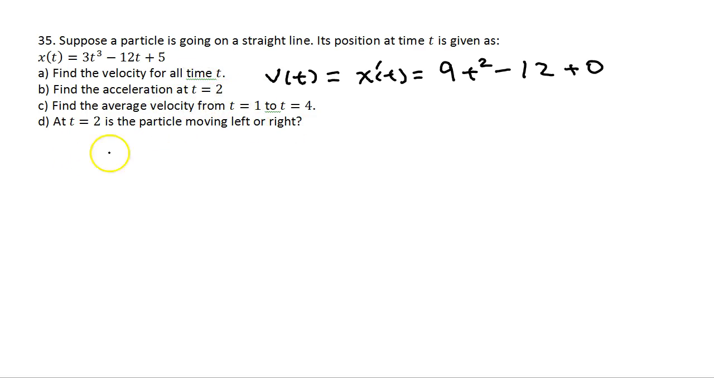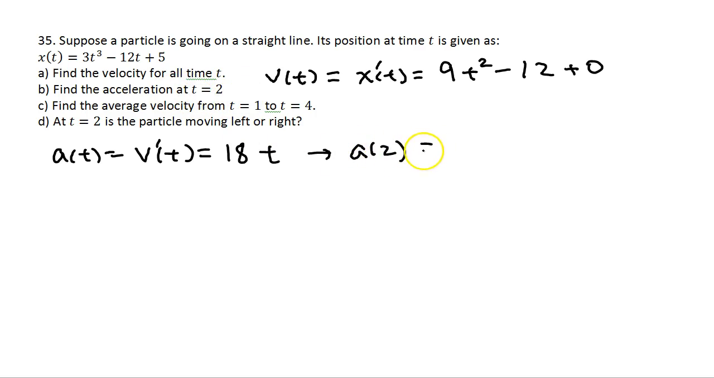What's the acceleration? Acceleration is the derivative of the velocity, right? So that's 18t, and this minus 12 is just a constant, so if you differentiate that, it's 0. Now, therefore, a(2), the acceleration at time t equals 2, is 36. So that's the answer to B. That's the answer to A.